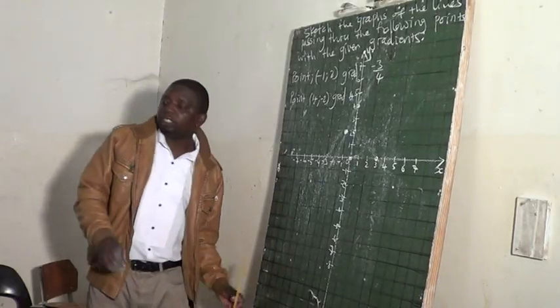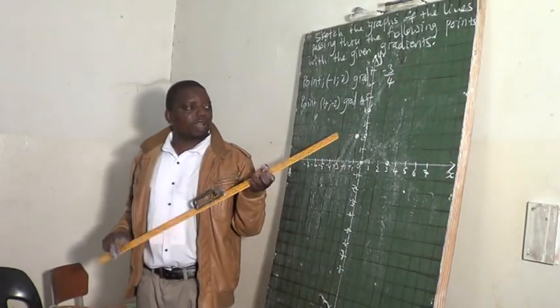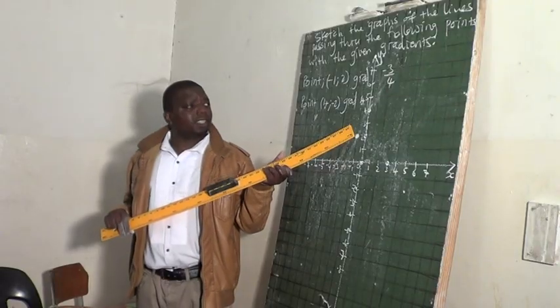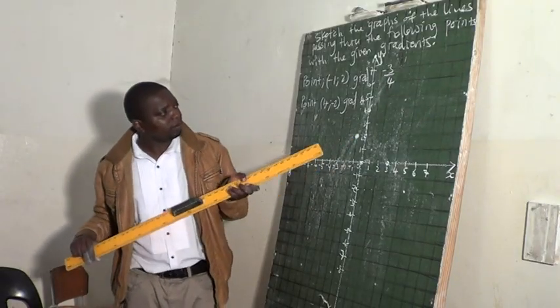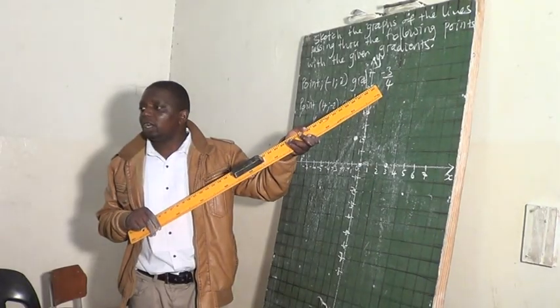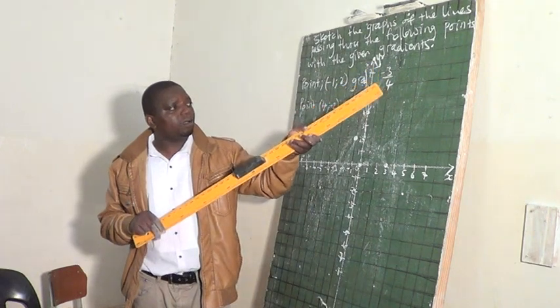Look carefully because many people get confused here. I said this is the point minus 1, what? 2. And what is the gradient? The gradient is minus 3 over 4. Altogether. The gradient is what? Minus 3 over 4.